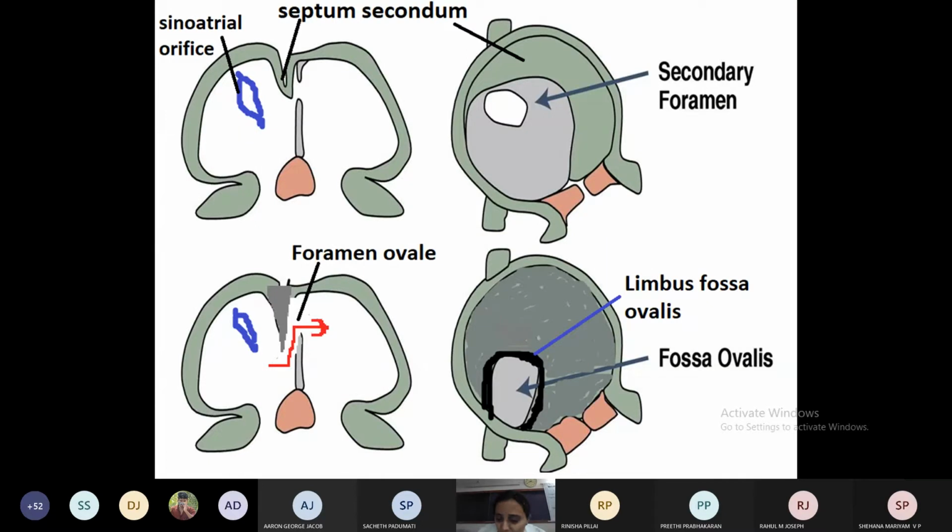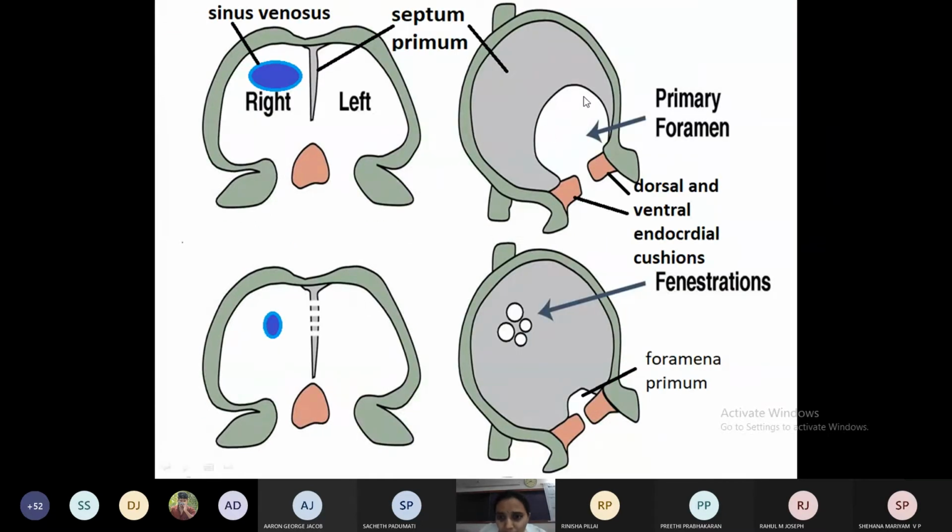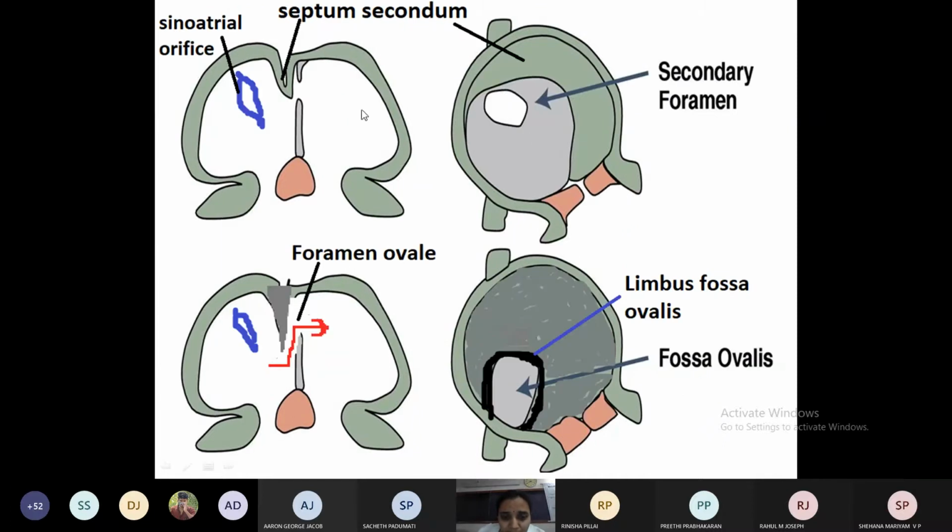Initially the septum primum is formed. There is a foramen below, that is the foramen primum. The foramen primum allows the flow of blood from right to left. Later this disintegrates, and the upper part forms the foramen secundum. The septum secundum covers the foramen secundum. So this flap-like wall is formed, that is the foramen ovale.